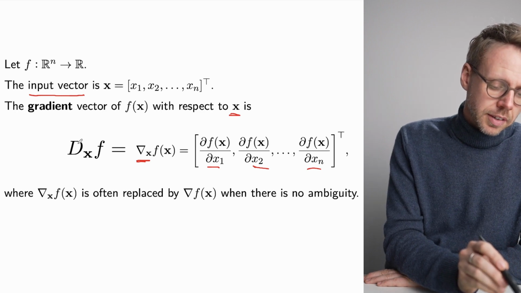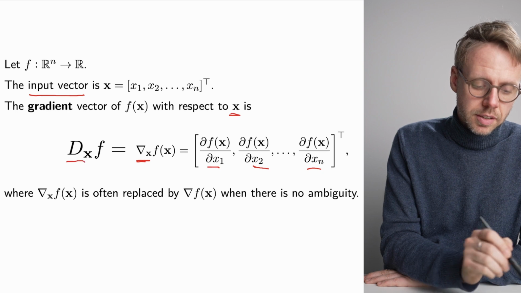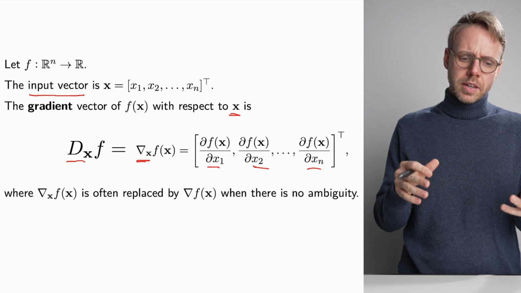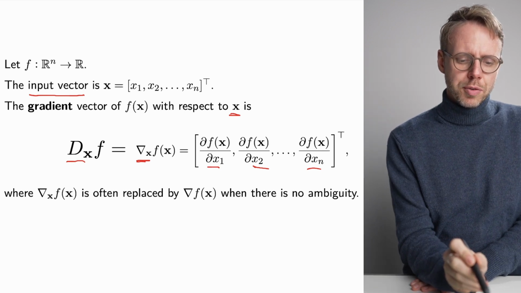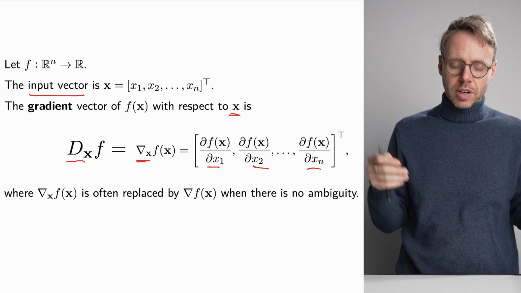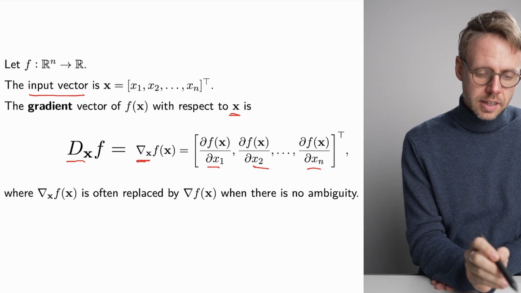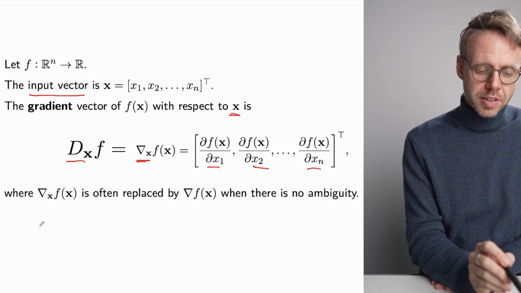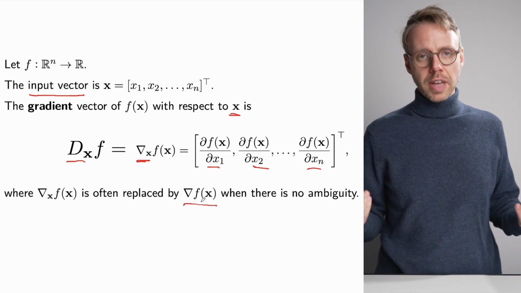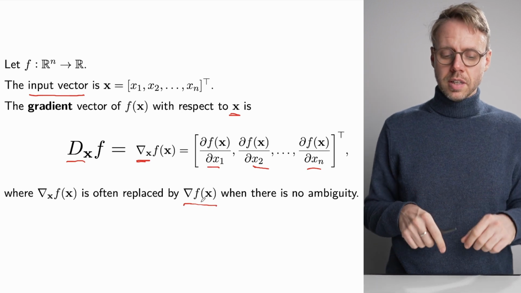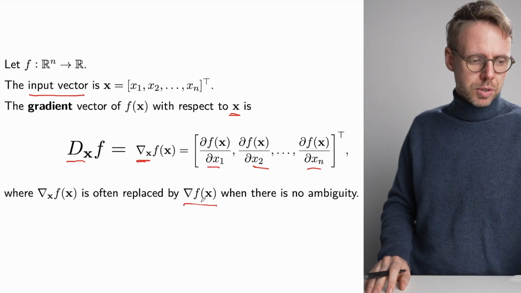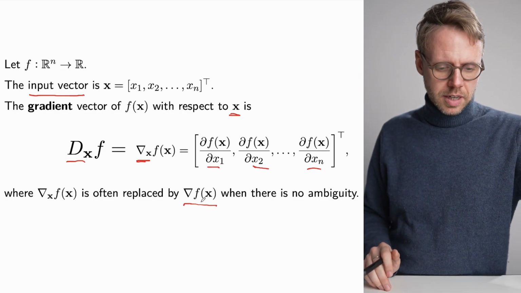Or this capital D, where D stands for derivative. And when it's always clear with respect to what we want to take the gradient, so if f is a function, for example, of x, and we just want to take the gradient of f with respect to the complete x, then we can also write simply the gradient of f of x. Whenever we assume that the x is clear, then we would write it without the subscript x.